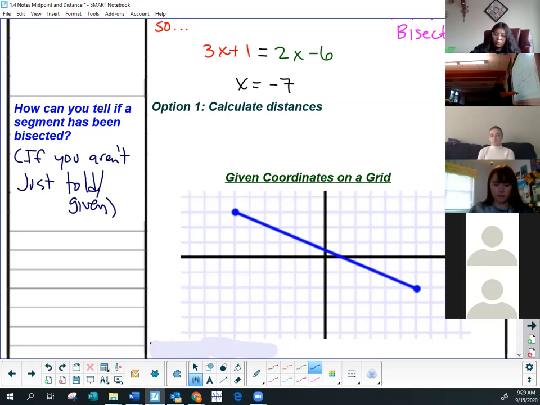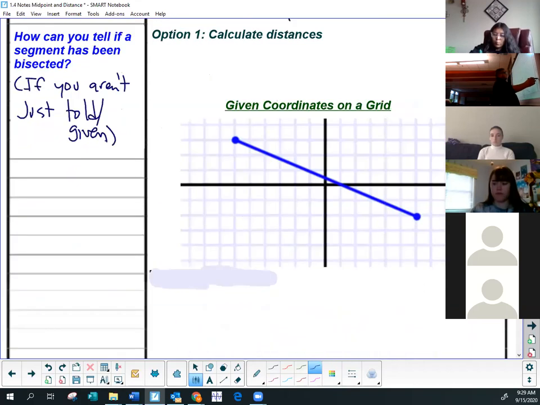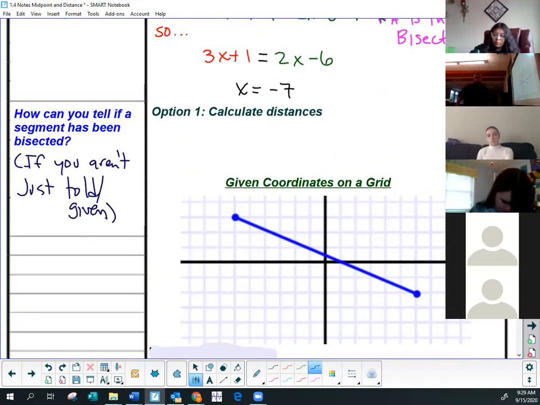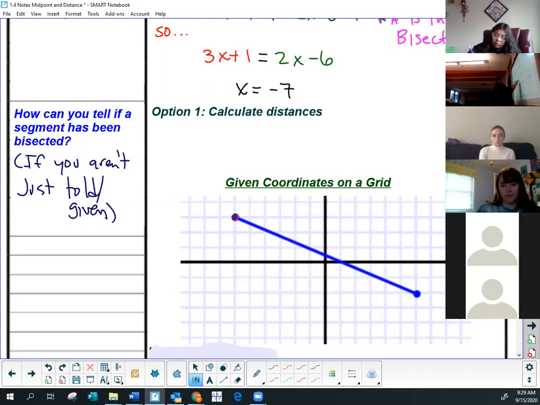Okay, and so like I said, we're going to have to change the environment a little bit. So if we're not just given the information on the segment itself, we're going to have to put the segment on a place so we can do some calculations. In this case, on this coordinate axis, so this coordinate grid. If we're going to put a line on a coordinate grid, the very first thing we should do is probably label it. Okay. And so let's just call this point A.